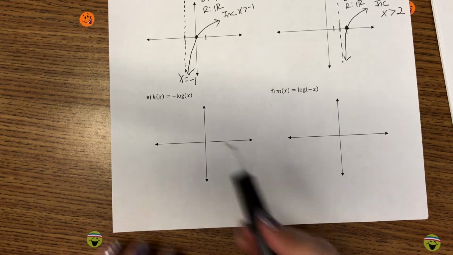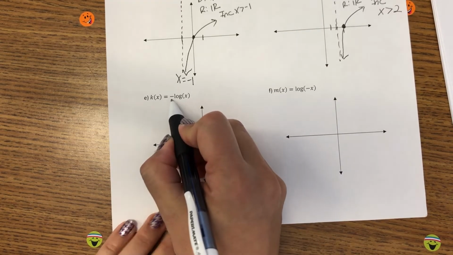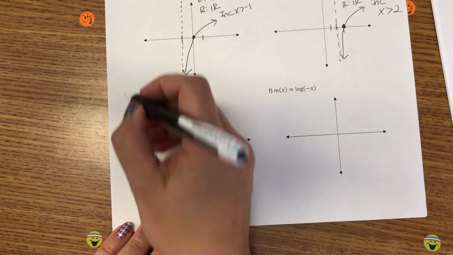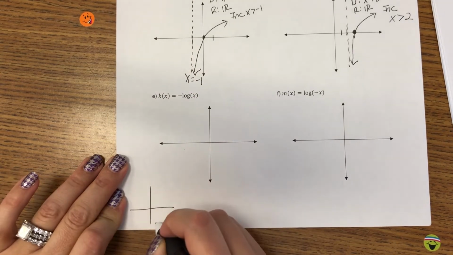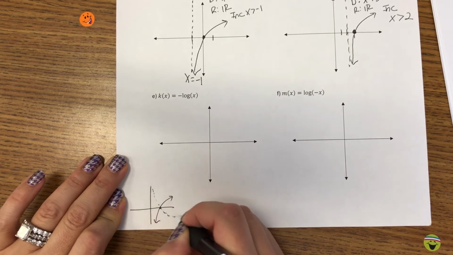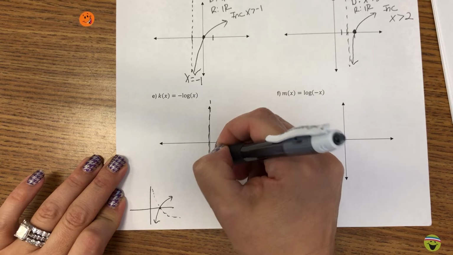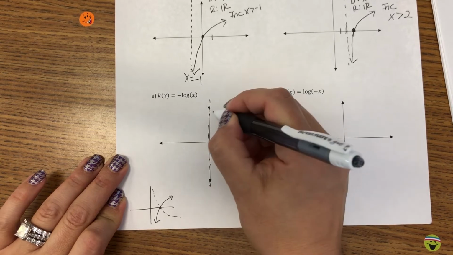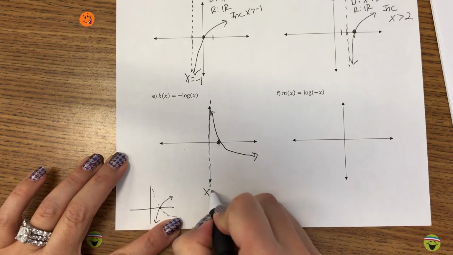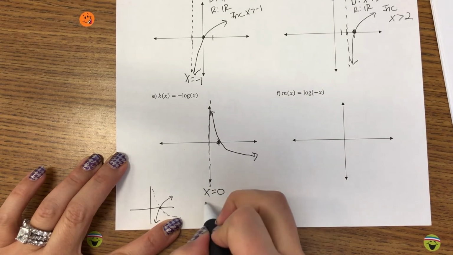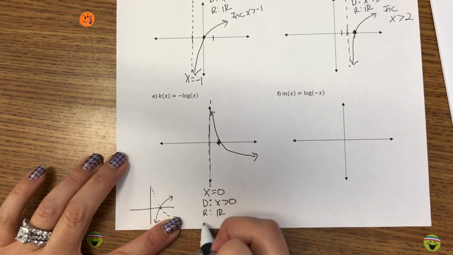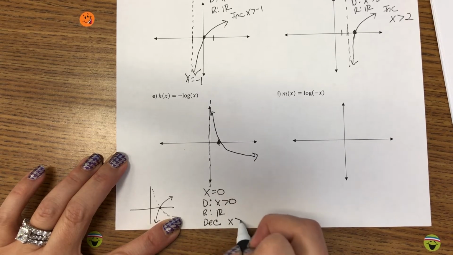Okay, E and F, we've got some reflections. Negative leading coefficient is a reflection over the x-axis. So if I think of my parent function again like this, reflecting over the x-axis is this way. So the asymptote stays the same, my key points stay the same. Now the graph goes decreasing. So x equals 0 is my asymptote. Domain, x is greater than 0. Range is all reals, and now we're decreasing for every x greater than 0.